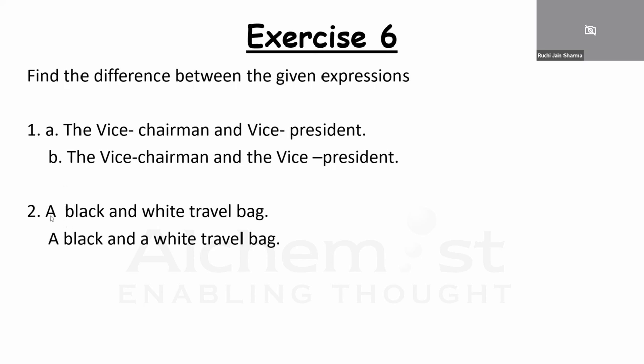Then second one, a black and white travel bag and a black and a white travel bag. Ma'am, in the second sentence, these are two different bags. Yes, one is black in color and the other is white in color. And in the first one, I'm talking about only one bag, which is black and white in color. ठीक है? ये important है. Please, keep this in mind.